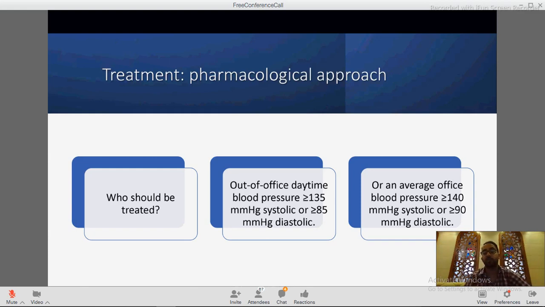antihypertensive medication prescription. In case of an out-of-office daytime blood pressure that is equal to or more than 135 systolic or equal to or more than 85 diastolic, or an average office blood pressure reading that is equal to or more than 140 systolic or equal to or more than 90 diastolic, at this moment you have to initiate antihypertensive medication, and you cannot rely on the non-pharmacological approach only. So at this moment, we address the non-pharmacological approach plus administration of antihypertensive medications.